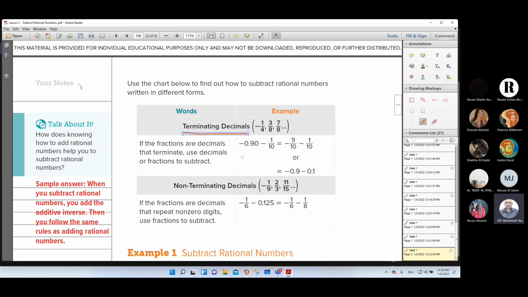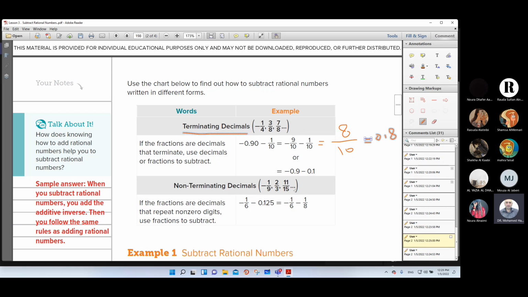If the fractions are decimals that terminate, use the decimals or fractions to subtract. Here we can do the two ideas. We can change the decimal to the fraction, or we can change the fraction to the decimal. So in this example, negative 0.9 equals negative 9 over 10, and here negative 1 over 10. So here you can directly do the subtraction because we have the same denominators. Put here 10. Then 9 minus 1 will be 8. 8 over 10 means 0.8.